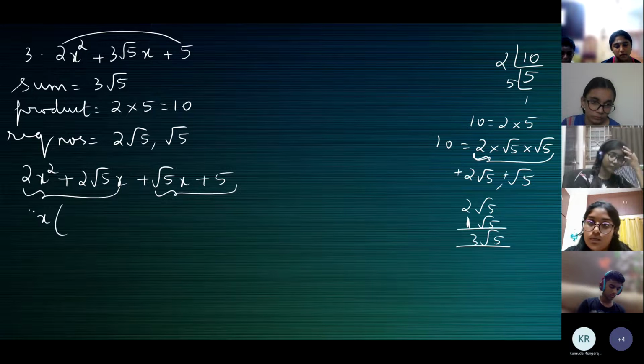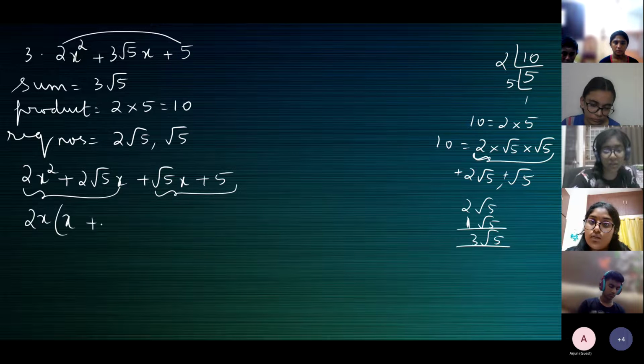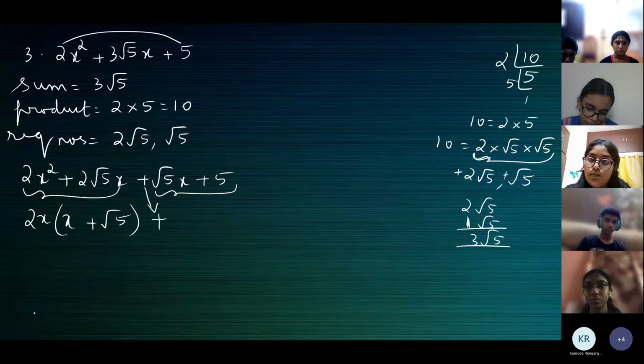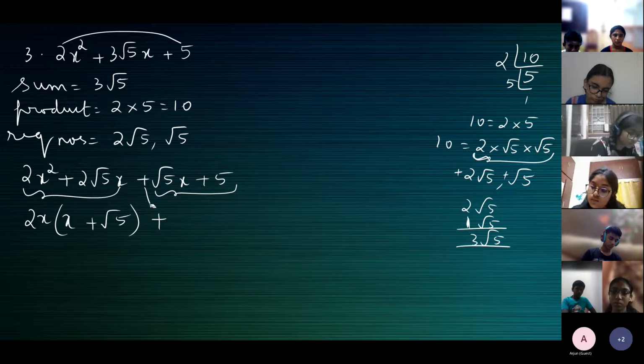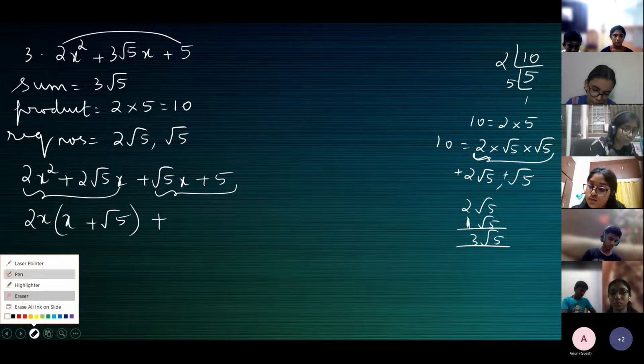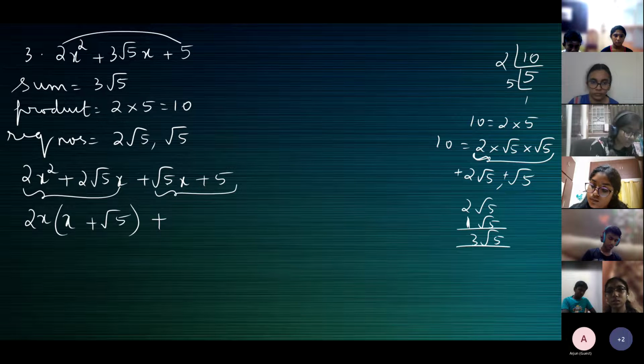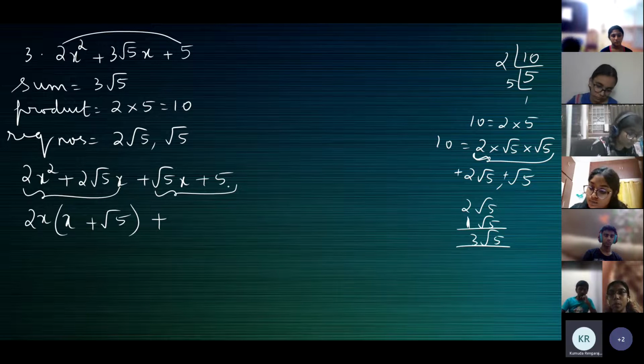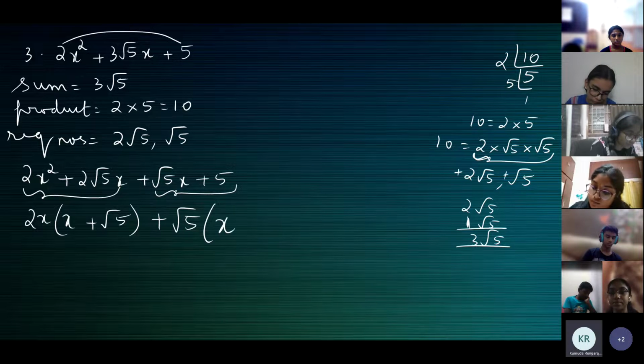2x is common. So x plus root 5. Write this plus sign as it is. What's common between root 5x and 5? Root 5, because 5 is root 5 into root 5. So root 5x and 5 have root 5 in common. Root 5 into x is root 5x.